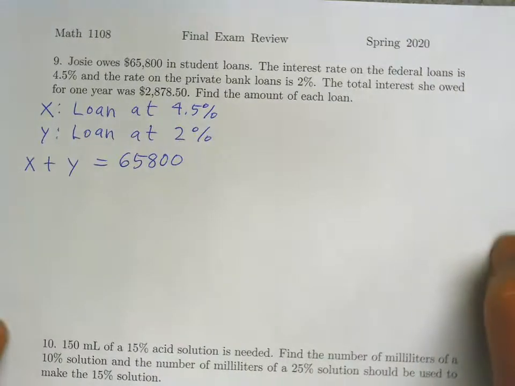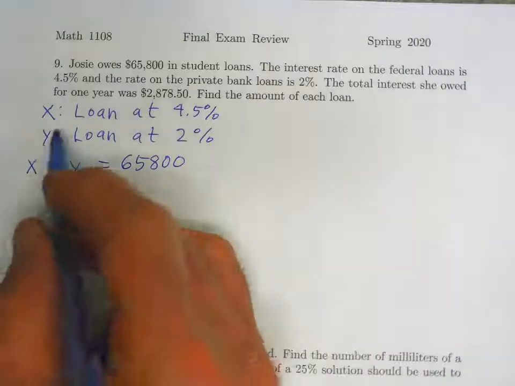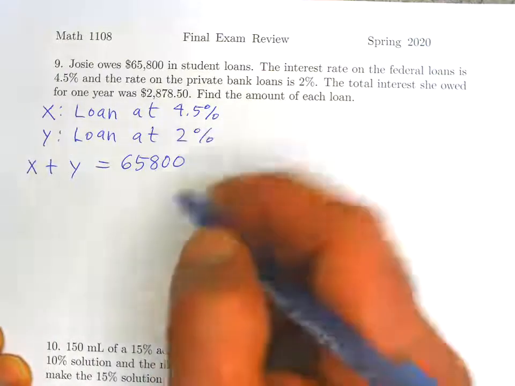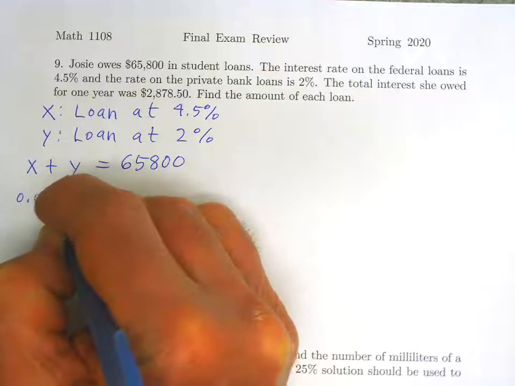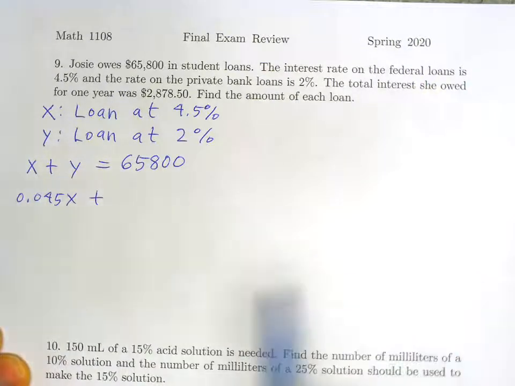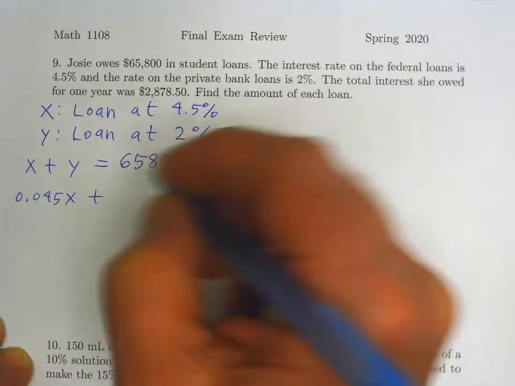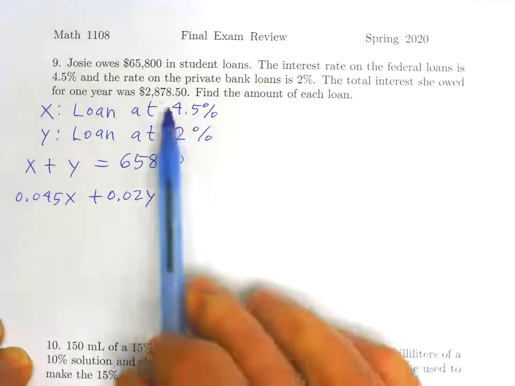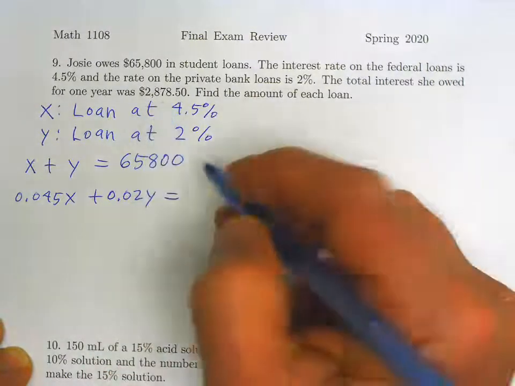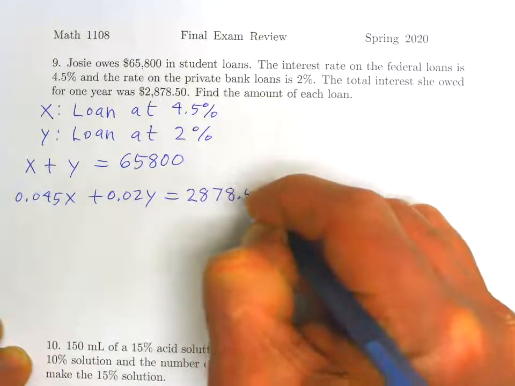And then in the second equation, each term will represent a certain amount of interest after 1 year. So X dollars at an annual interest rate of 4.5% per year. After 1 year, the interest is 0.045 times X. We're adding that to the amount of interest that Y dollars has if it's 2% per year. After 1 year, it's 0.02Y. And we're told that the total amount of interest after 1 year is $2,878.50.